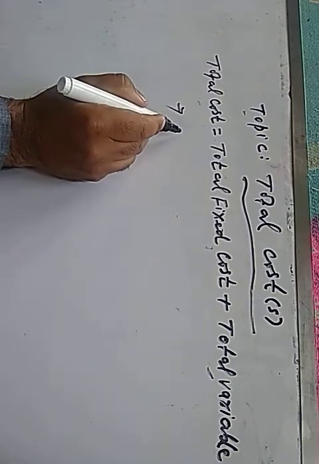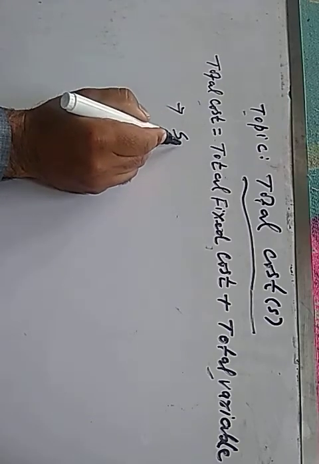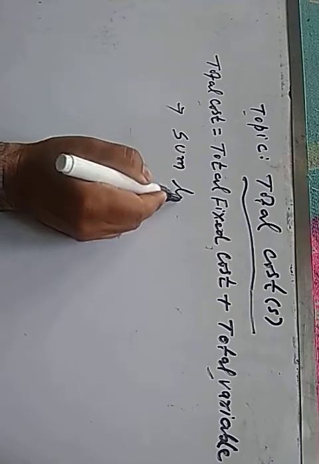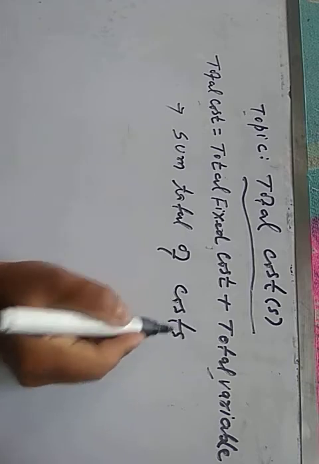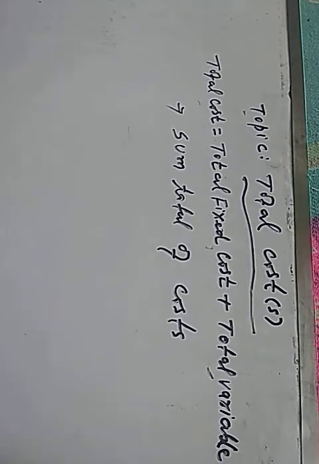In simple words, we can say it is the sum total of costs in the production. It includes all those costs which a producer needs to pay for the use of factors of production, inputs of production, to produce a particular quantity, or we can say a particular level of output of any commodity.